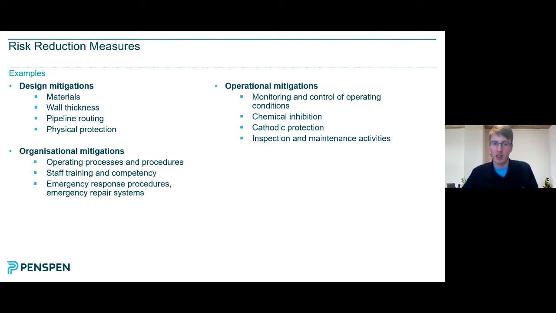Training and competency is another key one, ensuring you have competent people who are suitably trained to operate your asset, and then also having emergency response procedures in place. For some pipelines in the UK, this is a legal requirement, and then there's also emergency repair systems that reduce the potential downtime in the event that you do have some kind of failure. The operational mitigations are things like monitoring, online monitoring and control of operating conditions. Chemical inhibition as well is a big one in terms of controlling the risk of internal corrosion, cathodic protection for external corrosion, and then finally inspection as well, and maintenance activities.